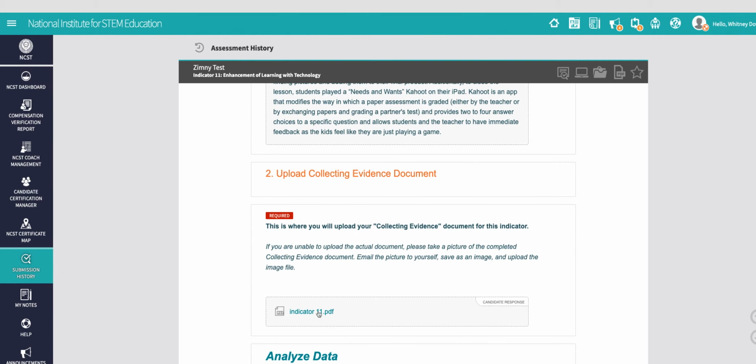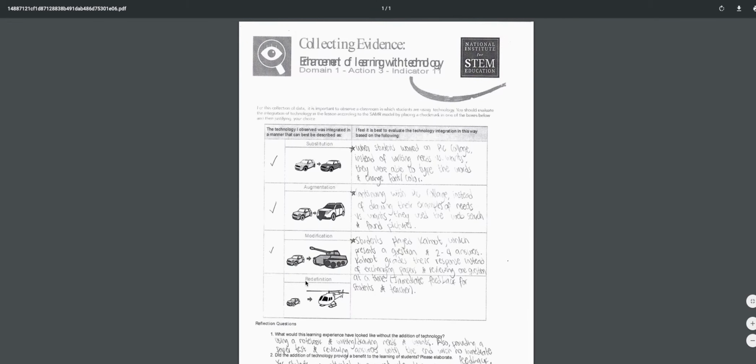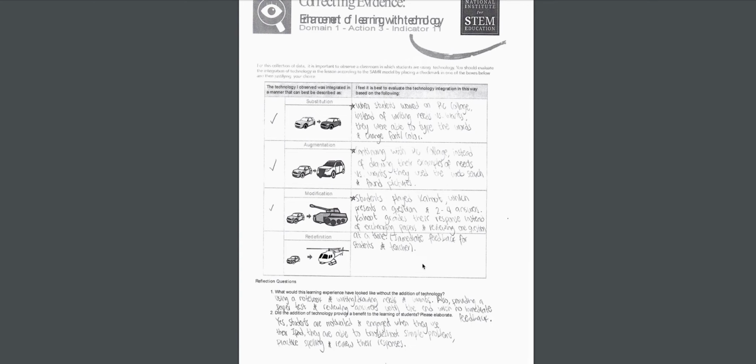Alrighty, let's take a look at this. This is the one where we're asking them to plot it along with SAMR. You should evaluate the integration of technology according to the SAMR. Alright. Okay. Alright, so what she's included at the modification level is that there's immediate feedback for students and teachers. That is definitely new and unique to the integration of technology.